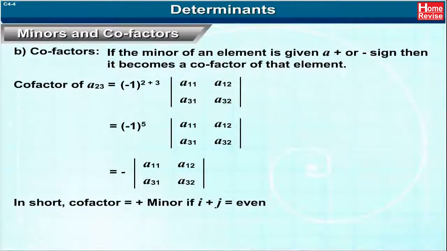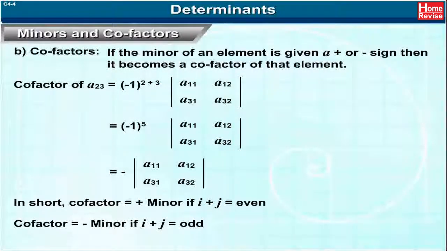In short, the cofactor is equal to plus minor if i plus j is even, and the cofactor is equal to minus minor if i plus j is odd.